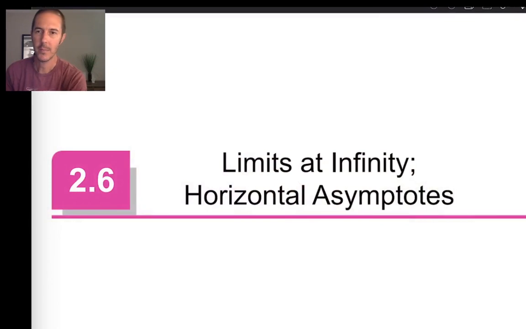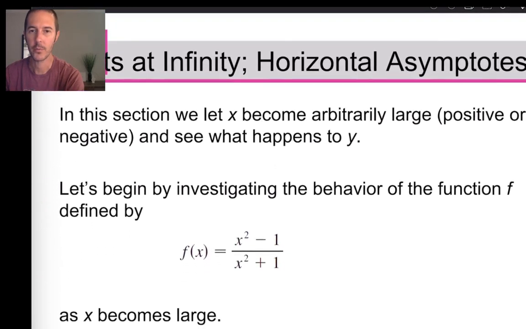And here we're talking about limits at infinity and horizontal asymptotes. So these are different than infinite limits. Infinite limits were as x was approaching 3, for example, the y values were increasing or decreasing without bound. Here, our x value is the one that's going to be getting either really big in the positive direction, or really big in the negative direction. And that will correspond to horizontal asymptotes.